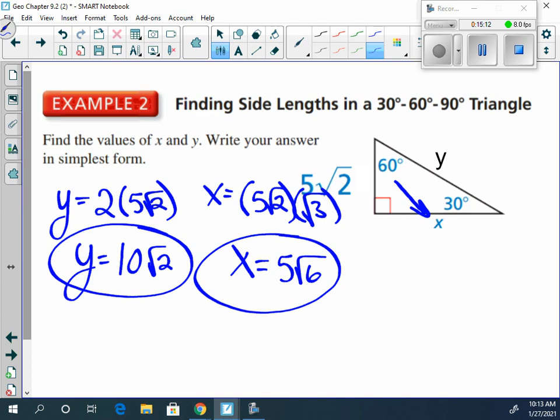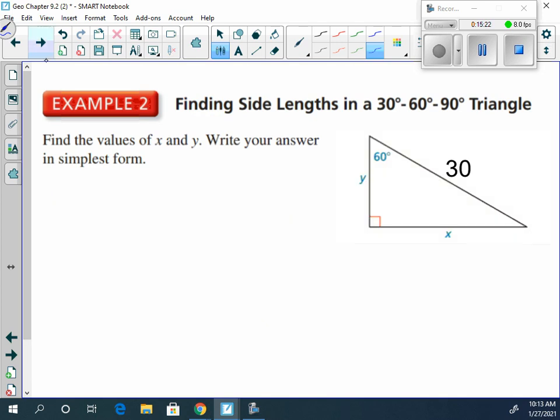Any questions on this here? Any questions on anything we've done so far? We ready for the next one? Yes? Okay, so since they gave us the side opposite 30 degrees, we can multiply it by 2 to get to the hypotenuse, and multiply it by the square root of 3 to get the side opposite 60, yes?